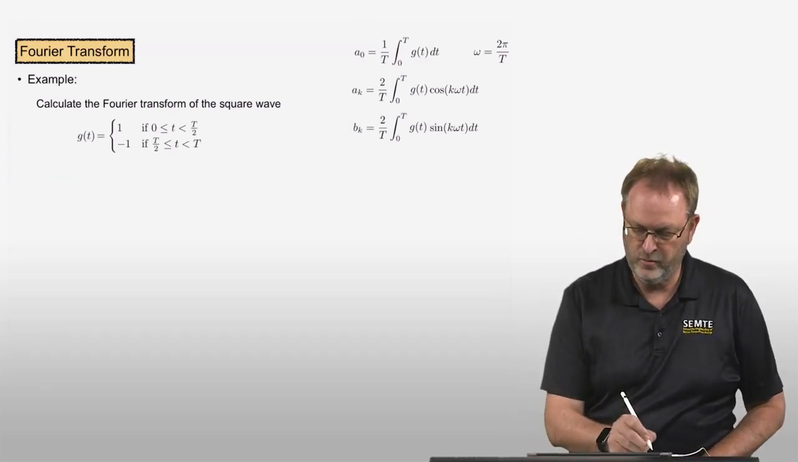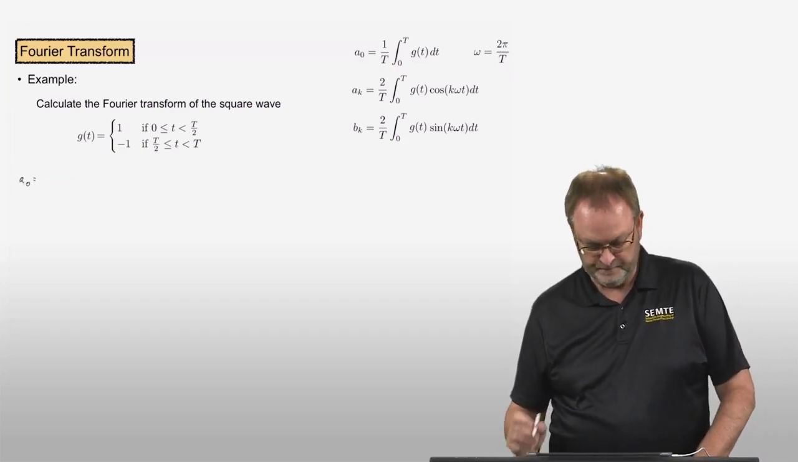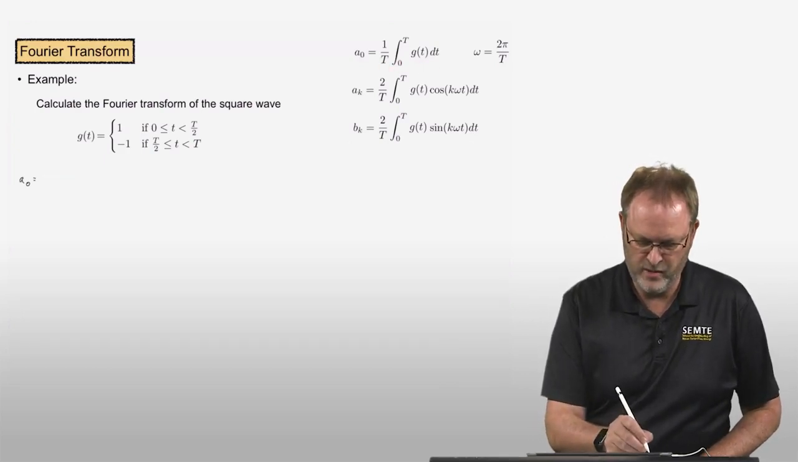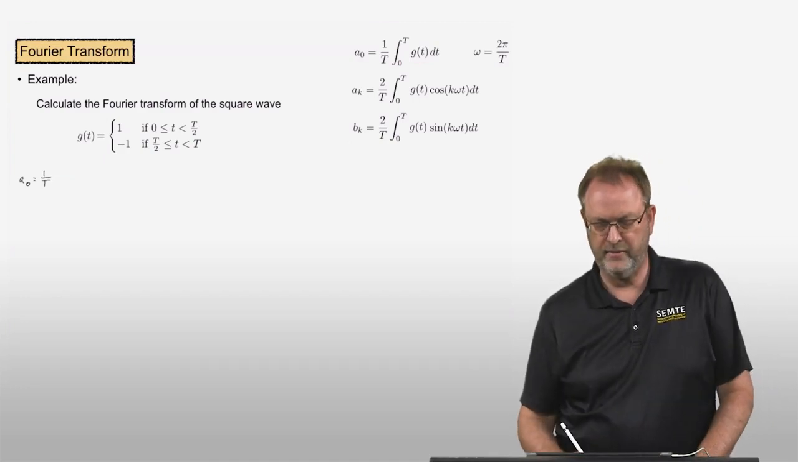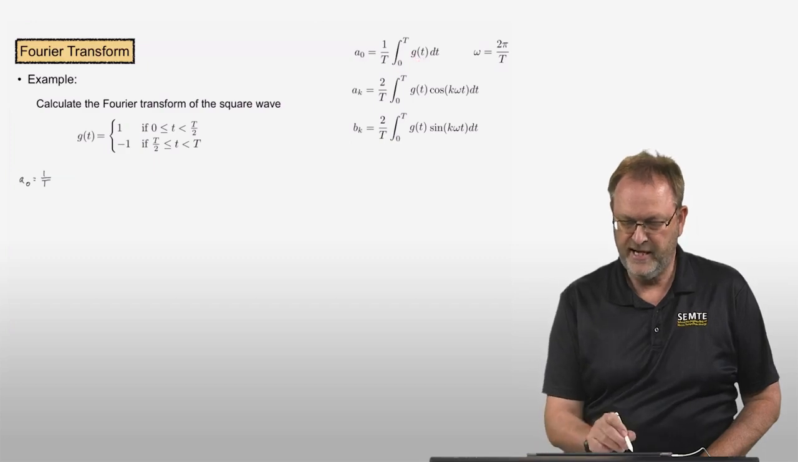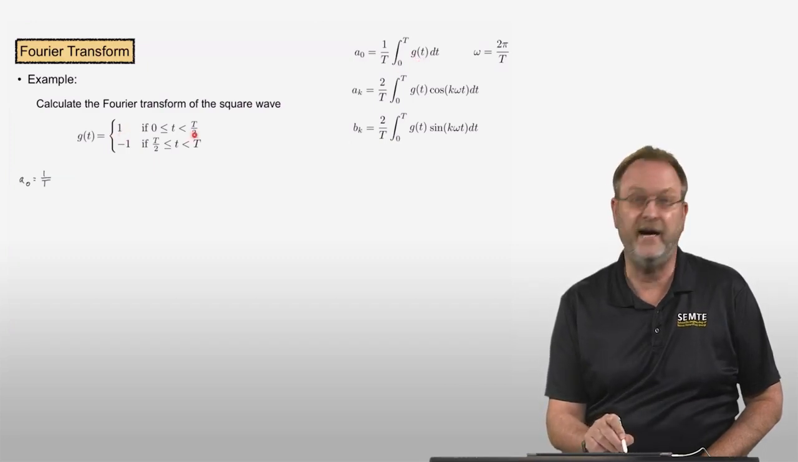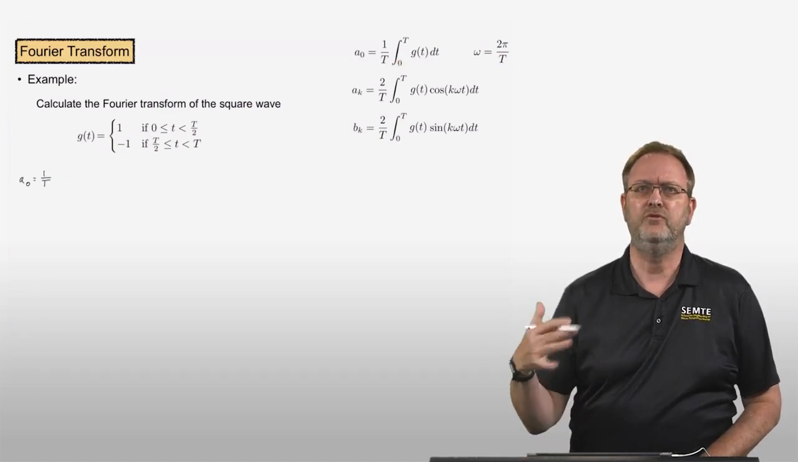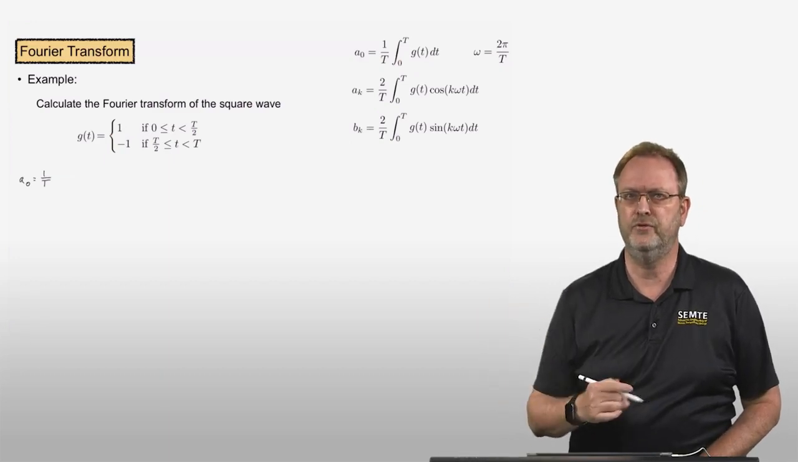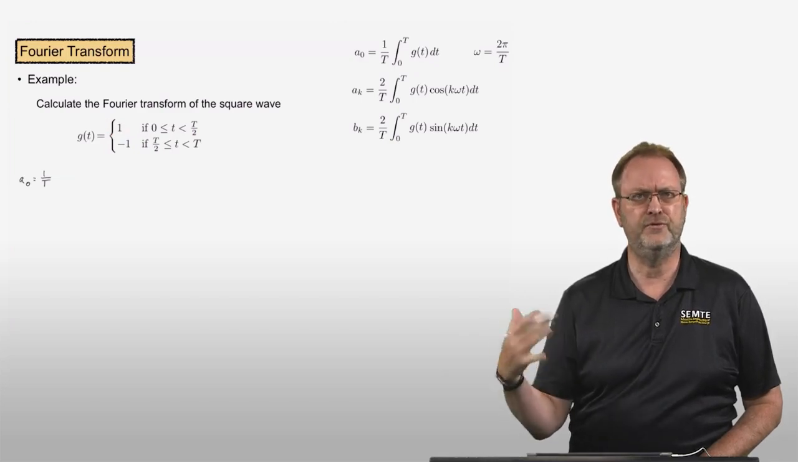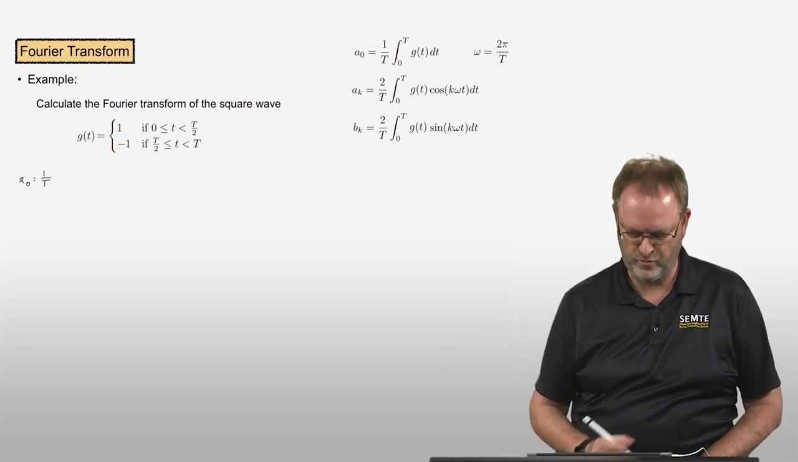So let's begin with a sub naught. So a sub naught is this integral over here, so that would be 1 over the fundamental period T of the integral of g of t, but g of t is piecewise defined. So we are going to split this integral into a first part from 0 to T over 2, where g of t is just equal to +1, and then a second part from T over 2 to T, where g is equal to -1.